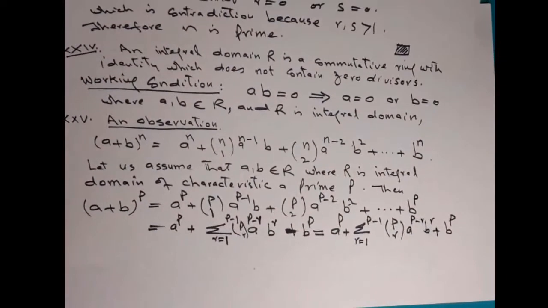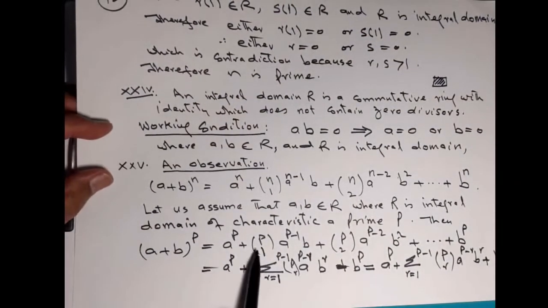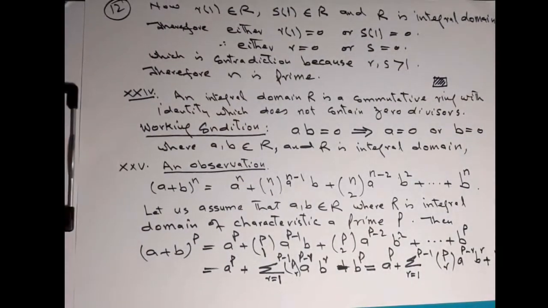So this is a binomial expansion, and the point I wanted to make was that P1 is divisible by P. P is a factor of this P1. P is a factor of this P2 and so on. I wrote it for this purpose, that P is a factor of PR. P is a factor of PR here.